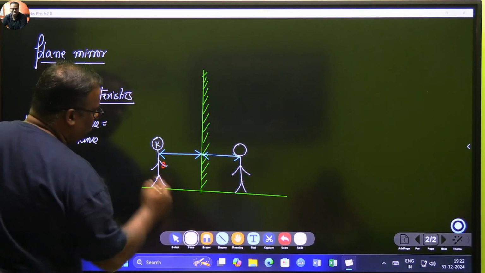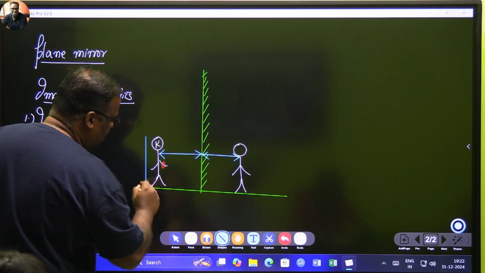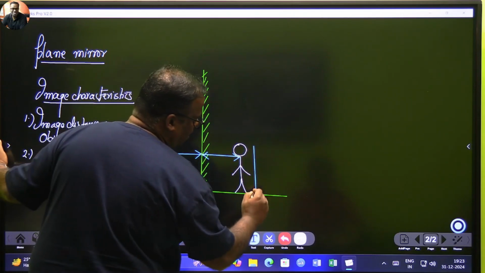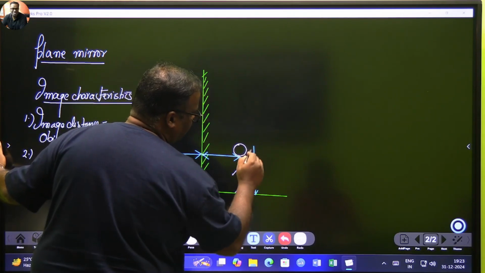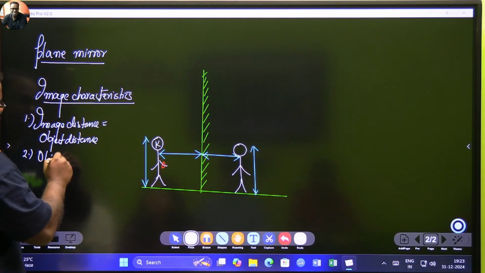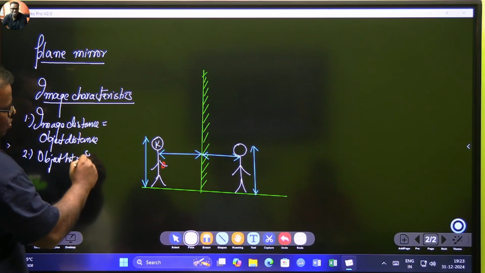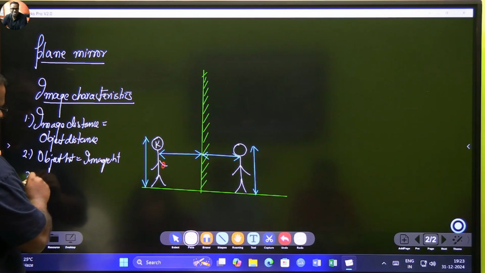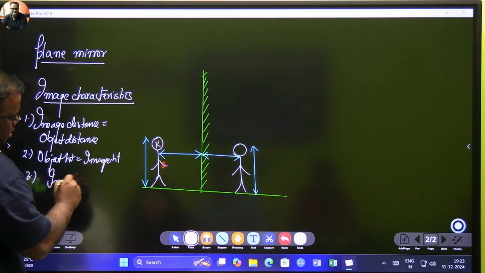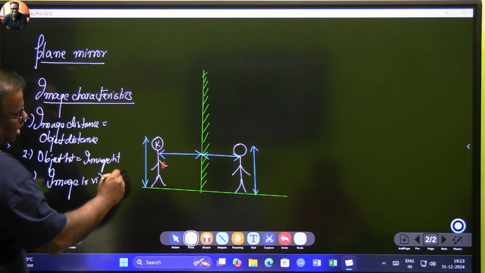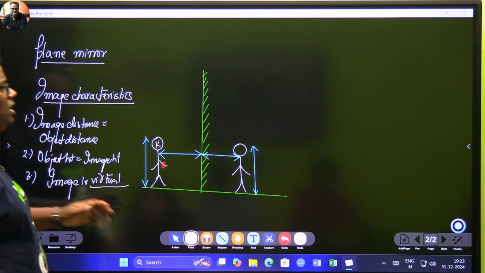Acha, what is the next one? The object height and the image height will be exactly the same. So our next observation will be object height is equal to image height. The third one, the image is virtual. Now what is virtual? I will come back to it a little bit later.